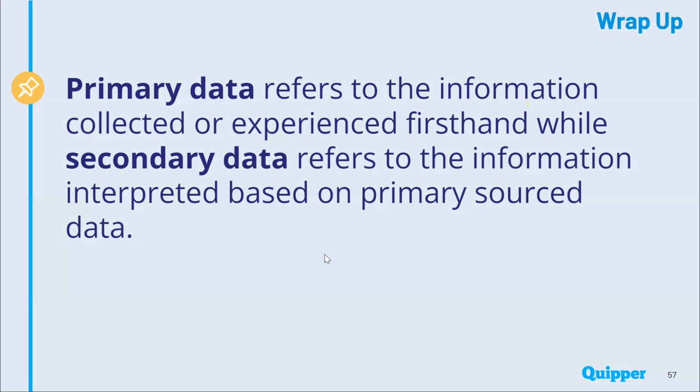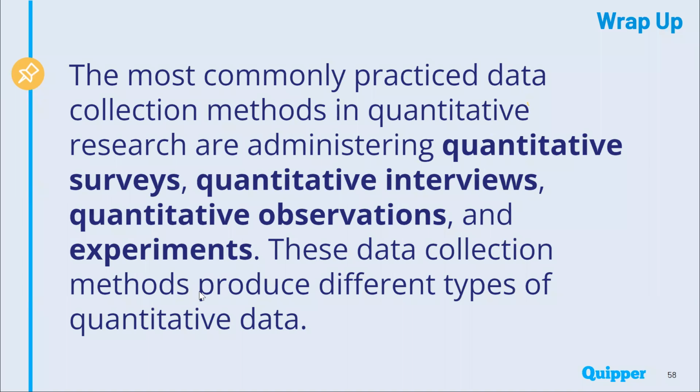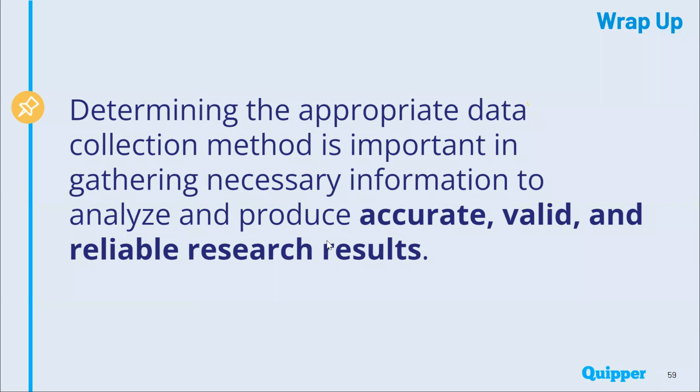Okay, let's wrap up before we end this discussion. So the primary data refers to the information collected or experienced firsthand, while the secondary data refers to the information interpreted based on the primary source data. The most commonly practiced data collection methods in quantitative research are administering quantitative surveys, quantitative interviews, quantitative observation, and experiments. And these data collection methods produce different types of quantitative data. Next, determining the appropriate data collection method is important in gathering necessary information to analyze and produce accurate, valid, and reliable research results.